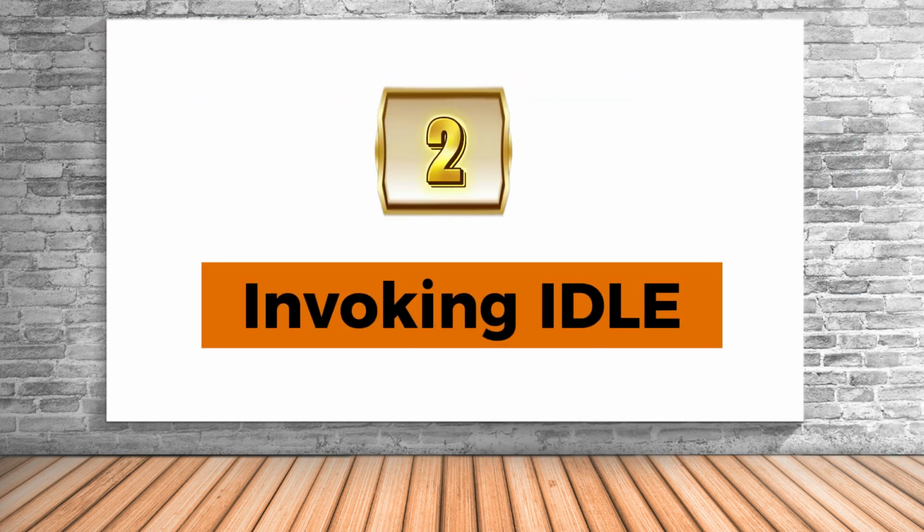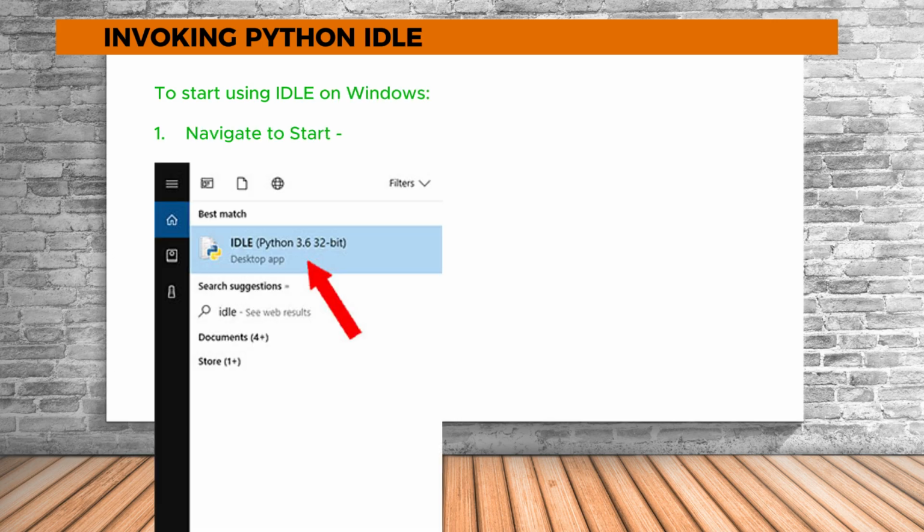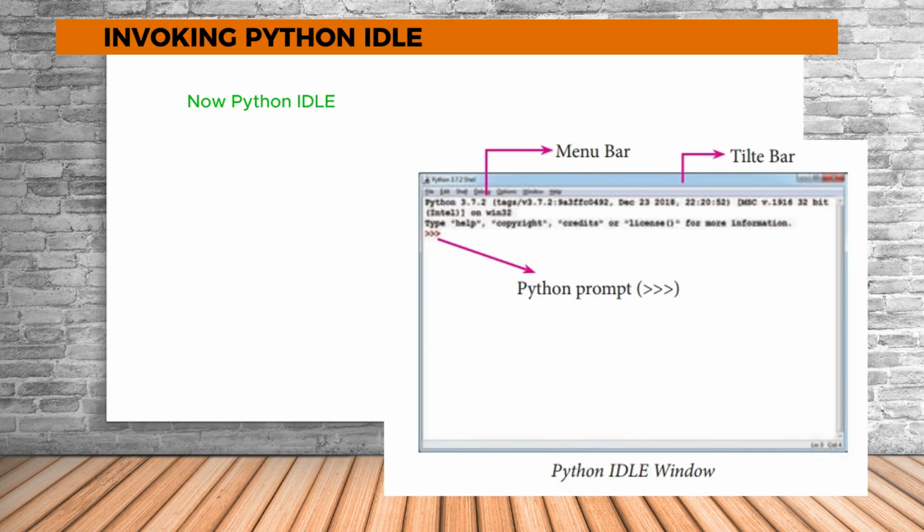Invoking Python IDLE. To start using IDLE on Windows, navigate to Start, All Programs, IDLE Python 3.x. Now the Python IDLE window will appear.